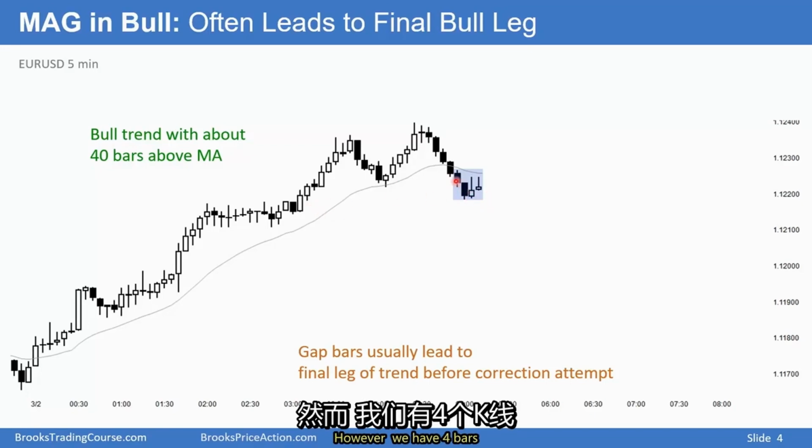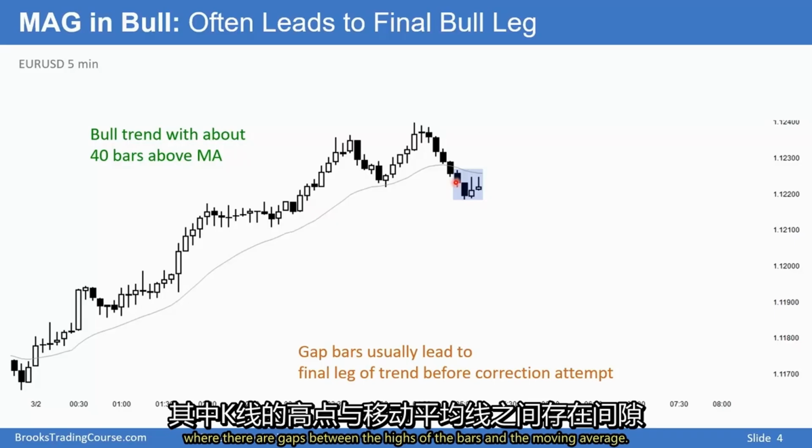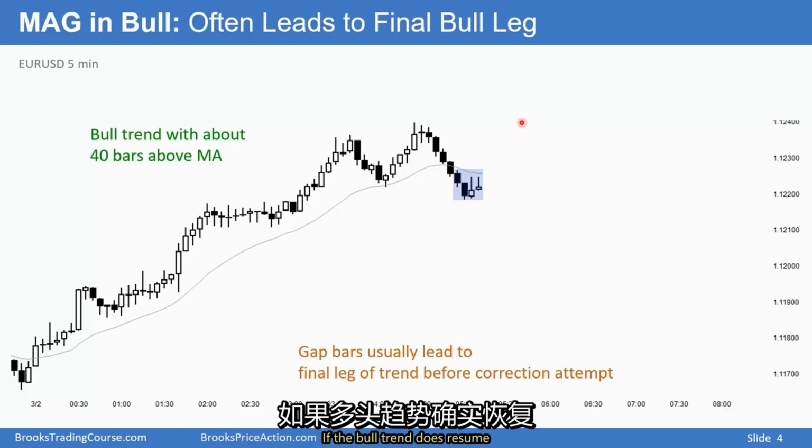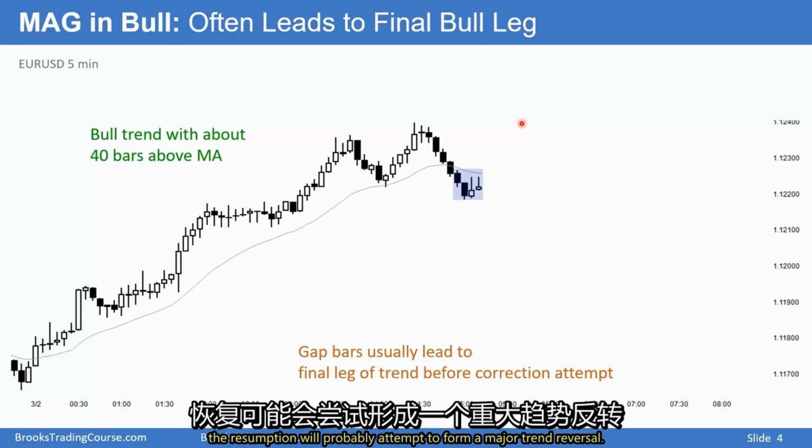However, we have 4 bars where there are gaps between the highs of the bars and the moving average. If the bull trend does resume, the resumption will probably attempt to form a major trend reversal.